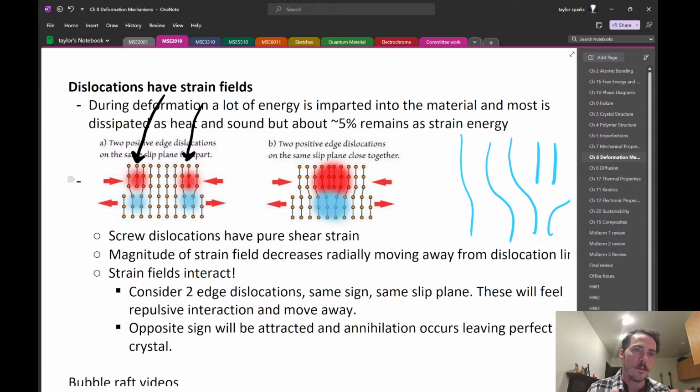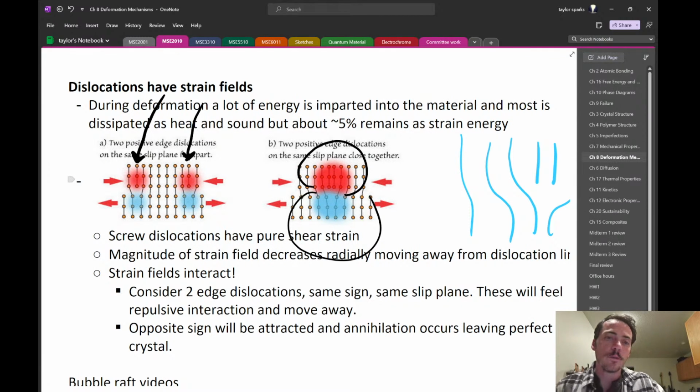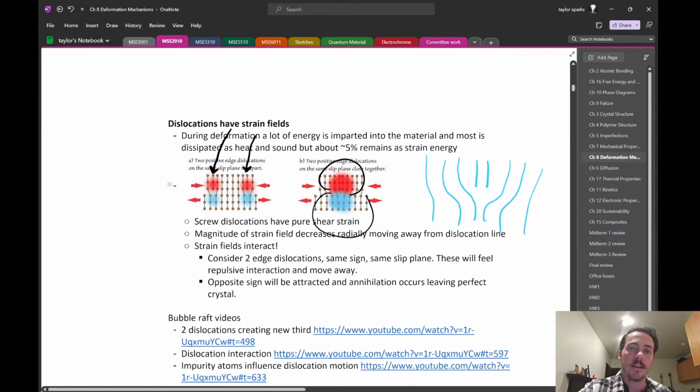And since these are lined up the way they are, imagine how much worse it would be if you brought those two dislocations together. Now you'd have a really big compressive region and a really big tensile region. So they don't do that. Instead, they repel one another. They move away from one another. And if they are the opposite sign, then they would be attracted to one another and they would annihilate.